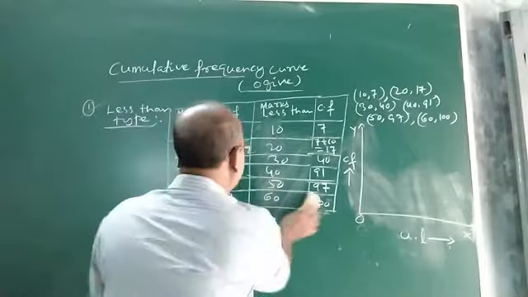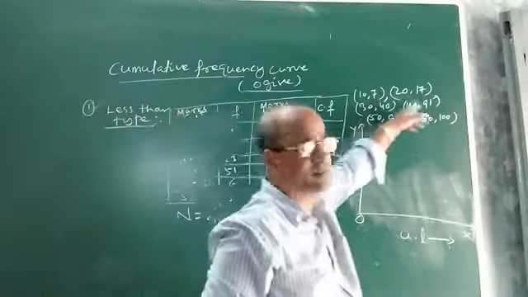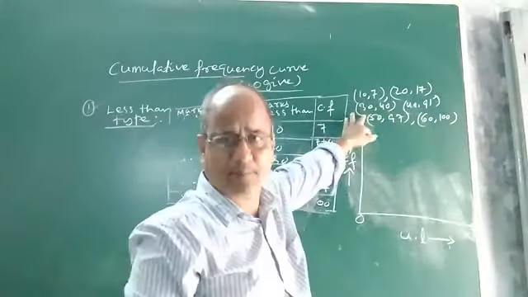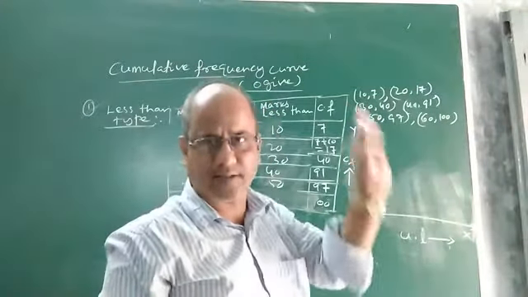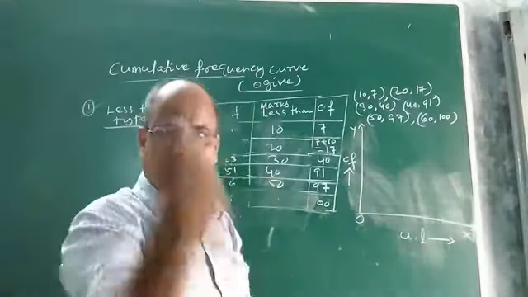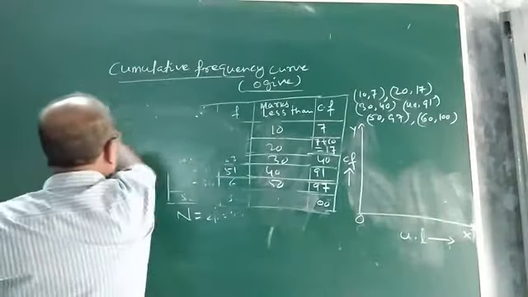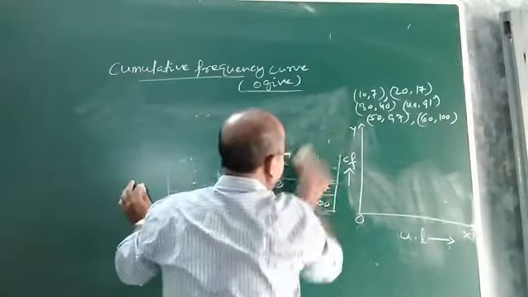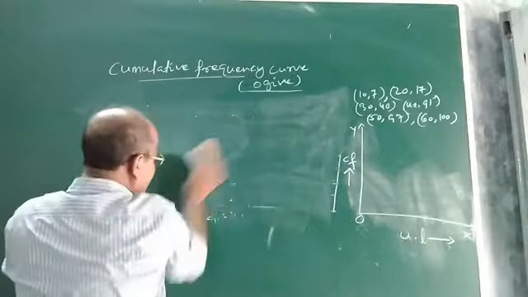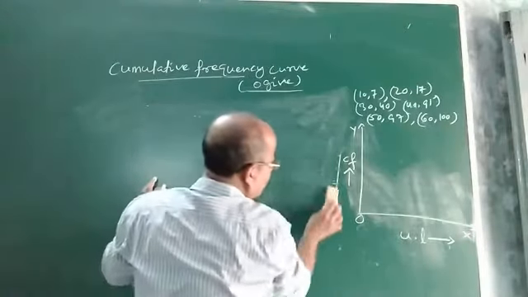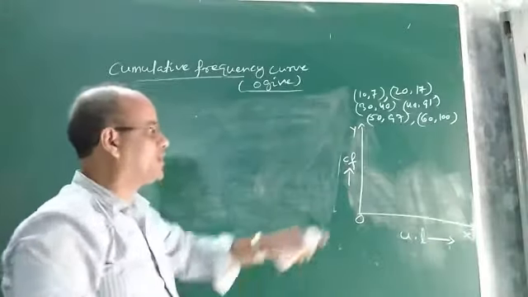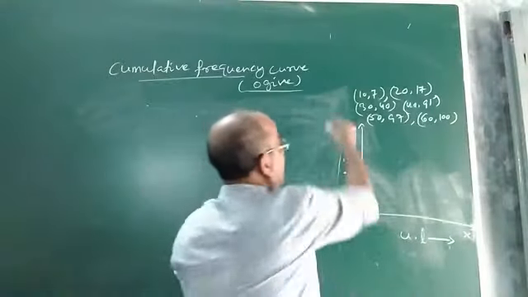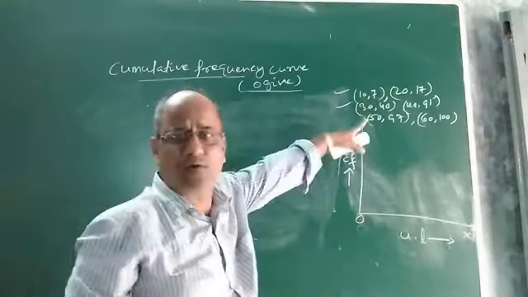Now let us plot it. These are the points. Let us plot these points on graph paper. It is to be shown on graph paper, but I am showing it on the board only for the sake of your understanding. You do it yourself on the graph paper. Now let me draw the less than type OG, or less than type cumulative frequency curve, of this particular information. These are the points which I want to plot.